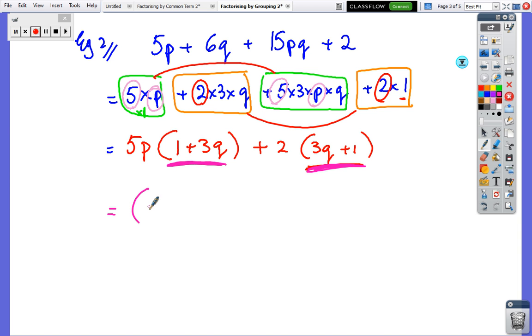and so that means that I'll take one of them, it doesn't matter which one. 3q plus 1 is common, leaving behind 5p plus 2. So that's a little bit harder because it wasn't first and second and third and fourth, it was first and third, second and fourth. And the other trick was 1 plus 3q and 3q plus 1 are the same.